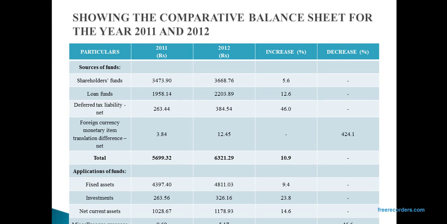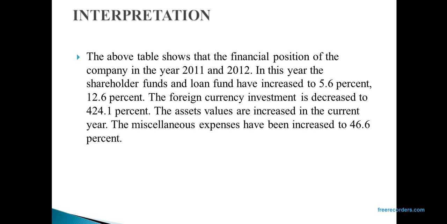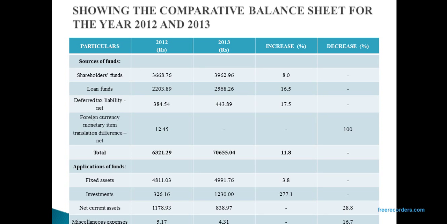Showing the comparative balance sheet for the year 2011 and 2012. Interpretation. The above table shows the financial position of the company in the years 2011 and 2012. In this year, the shareholders' funds and loan funds have increased by 5.6% and 12.6%. The foreign currency investment is decreased by 424.1%. The asset values increased in the current year. The miscellaneous expenses have been increased by 46.6%.